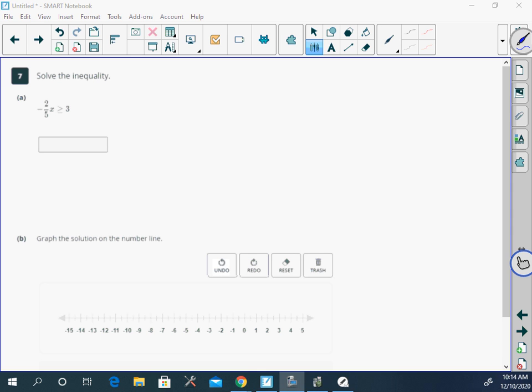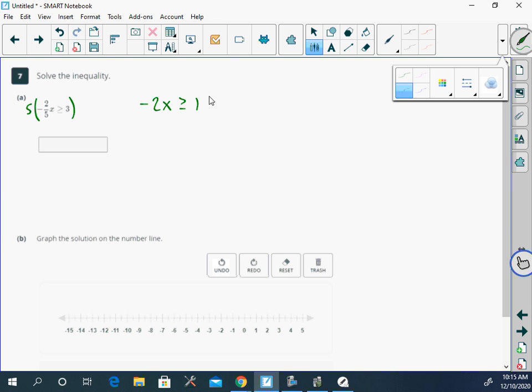Numbers 7 and 8 here are very similar to each other, so we're going to do them both back to back. With this fraction that's here, I would get rid of that 5 first by multiplying both sides of the equation, or this inequality I should say, by 5. So if I take 5 times negative 2/5, the 5's cancel and I just have negative 2x. And then it's still greater than or equal to, and then we take 5 times 3, which gives me 15.